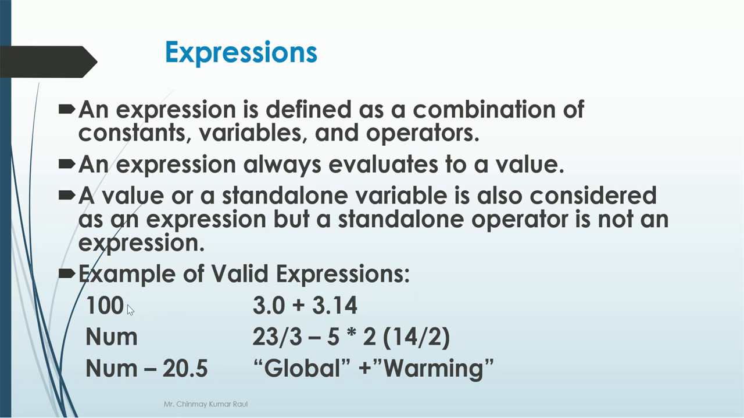Examples of valid expressions: 100 is a value, num is the name of a variable or function, and num minus 20.5 is also a valid expression. 3.0 plus 3.14 is also valid. 23 upon 3 minus 5 into 2, within brackets 14 divided by 2, is also an expression. And another expression, global plus warming, is also an expression.